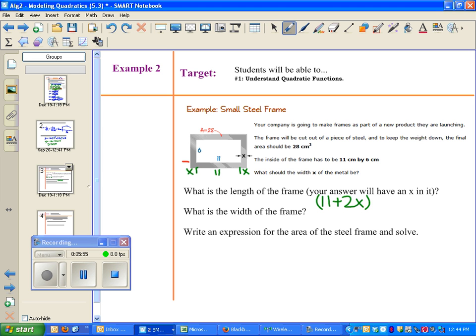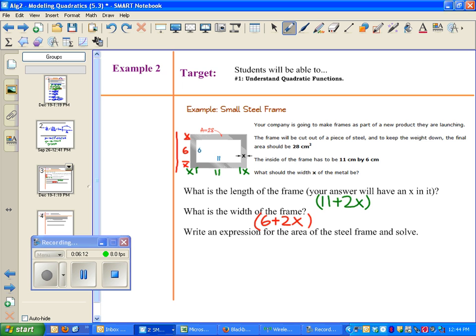So here's my whole frame. This part I know is 6. The other part is x. So on each side I have a width of x by the 6. So the width is going to be 6 plus 2x.